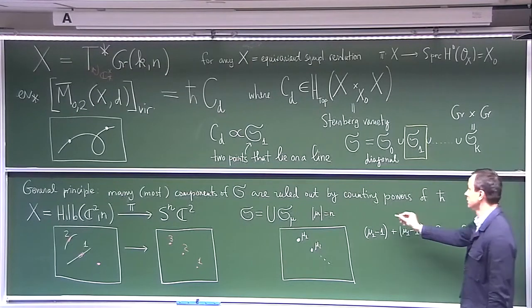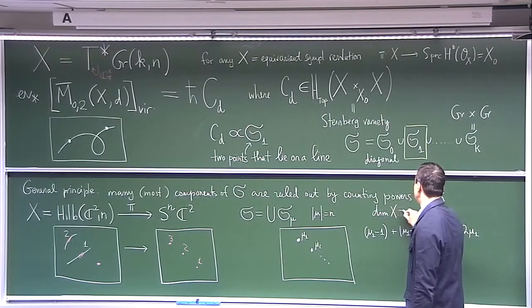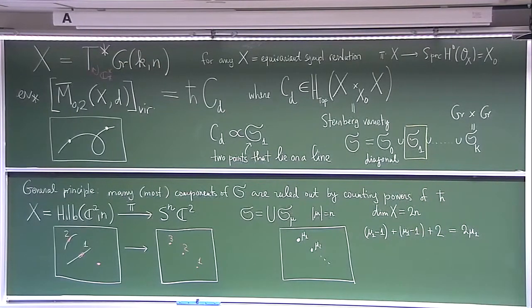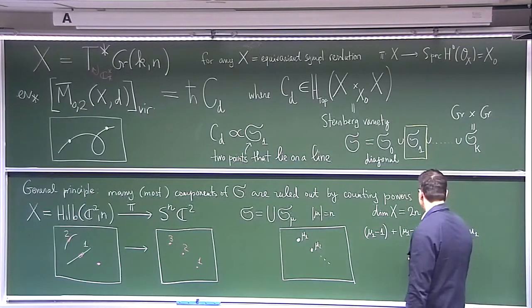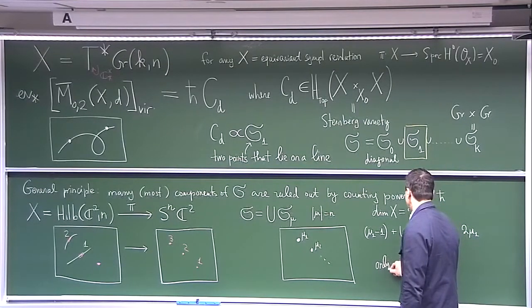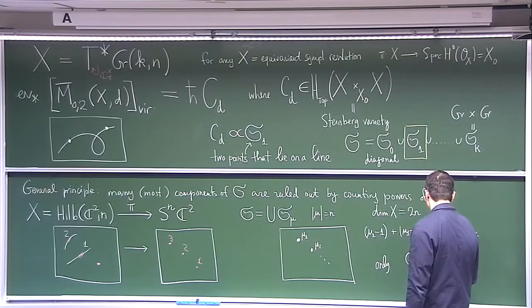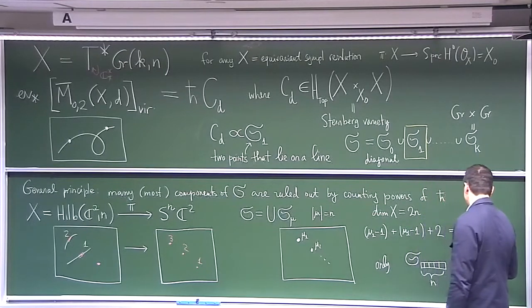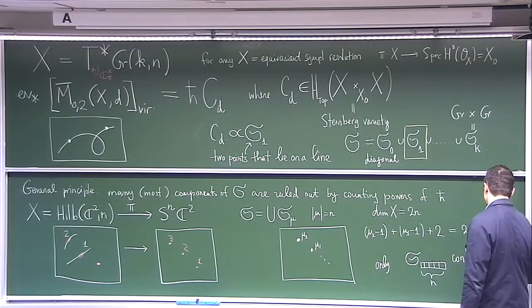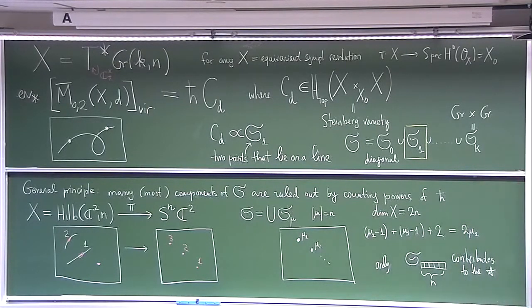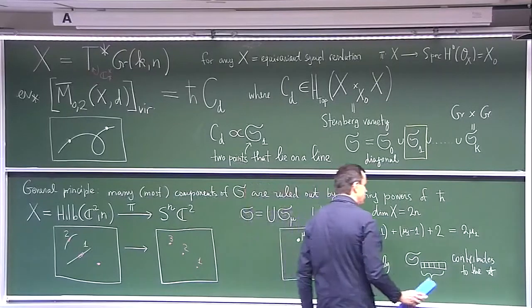The dimension of x is... and now I claim that only sigma that corresponds to a partition of a single part of length n contributes to the quantum product with any CD.